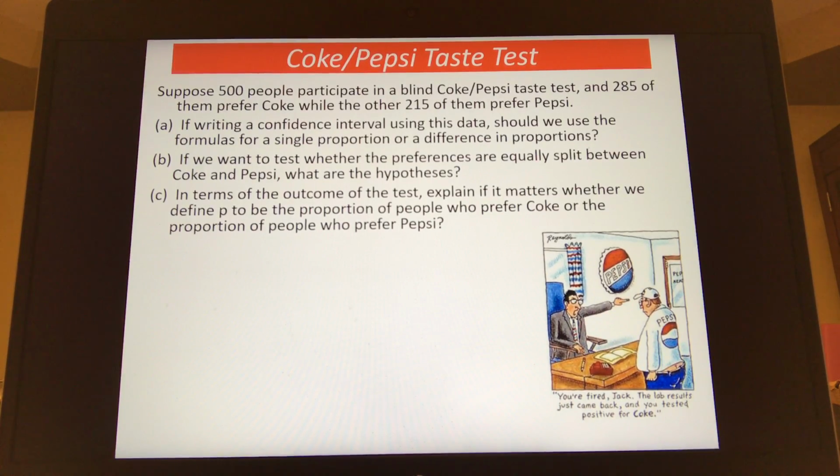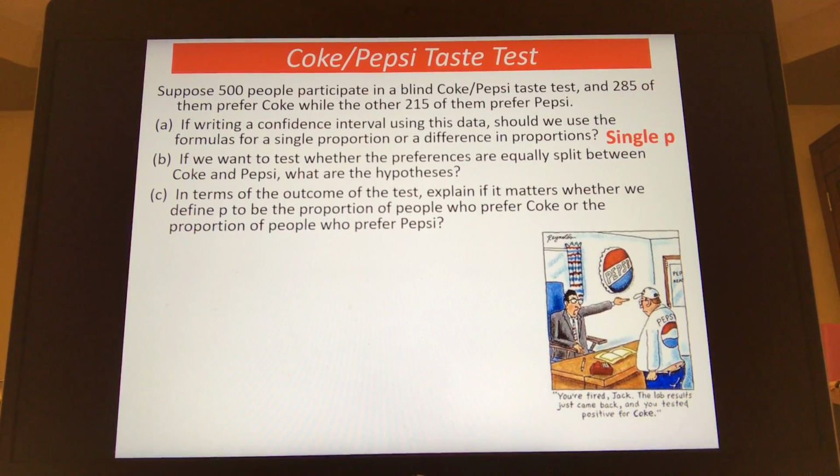I would say don't try to do this one on your own, simply because part B is an important question. Not yet. Don't do it on your own yet. So part A, you're writing confidence intervals. Should we use the formulas for a single proportion or difference of proportions? Read through this Coke Pepsi problem real quick and think about part A. Hopefully it makes sense that this is a single proportion. This is just one proportion we're looking at.